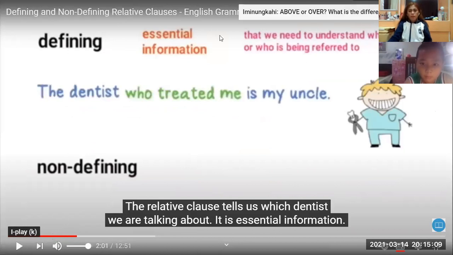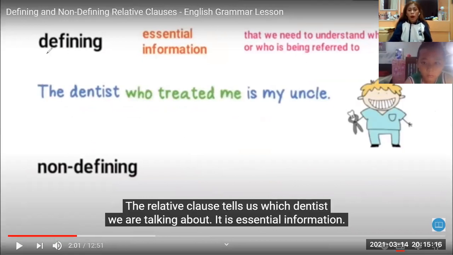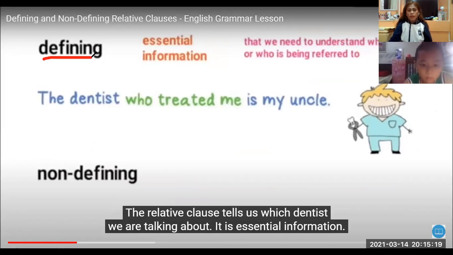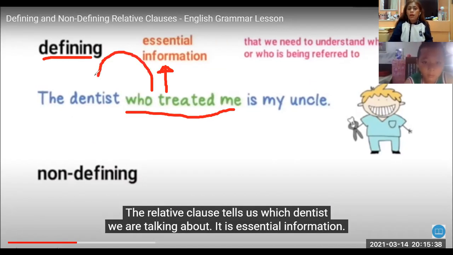Okay, so this one, Kyo, look at this one. This is what Teacher Anne told you. This one is the relative clauses. What kind is it? It's defining. Okay, this one, who treated me, is the essential information. This is the essential information that describes the dentist. The dentist who is my uncle. The dentist who treated me. So it gives information on who this dentist is.